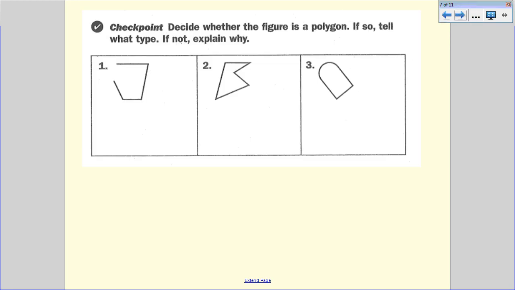All right, decide whether there is a polygon. If so, tell what type. If not, explain why. So you are going to do that now.